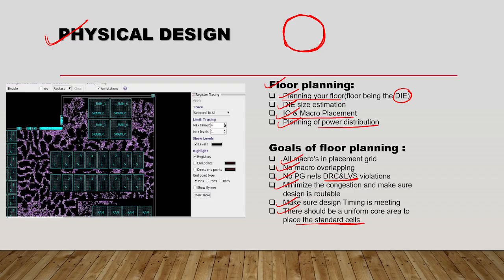There should be uniform area placed in the standard cells. Standard cells are predefined cells. They have a fixed area and timing, and those are available in terms of AND gate, NAND gate, NOR gate, half adder, full adder, and D flip flop. Like that, standard cells are available. So placing those is in the floor planning.